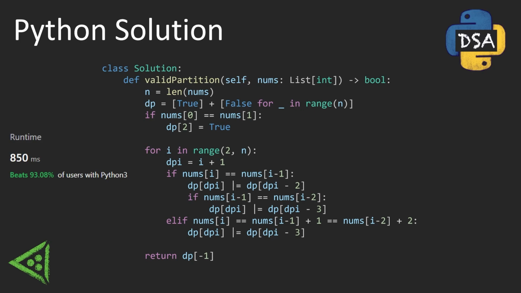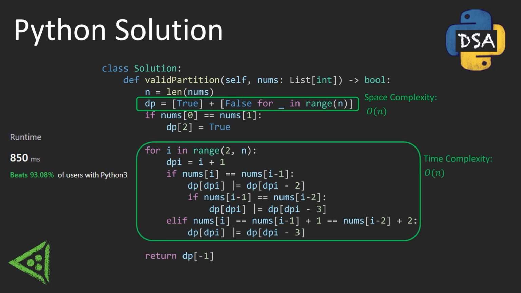This algorithm performs very well, beating over 90% of solutions. The space complexity is O of n due to the creation of the DP array, and time complexity is also O of n due to the for loop.